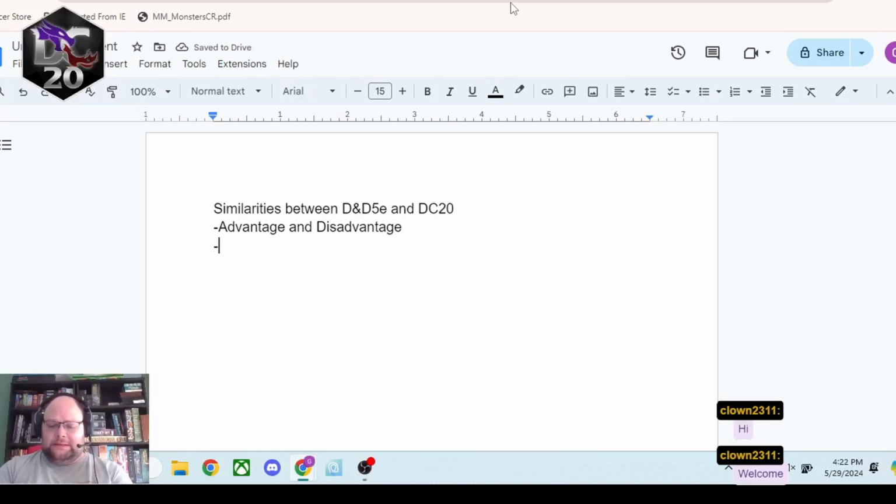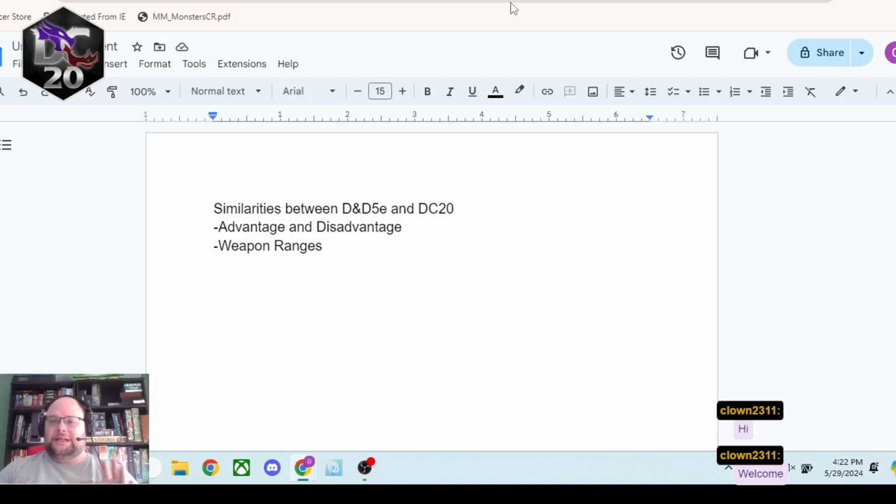So, advantage and disadvantage. Another thing that comes to mind for 5th edition and DC20 is weapon ranges. So what I mean by weapon ranges is, in 5th edition Dungeons and Dragons, your weapon has a normal range and it has a long range. And the ranges are in parentheses, with a diagonal slash between the normal range, which is first, and then the long range.